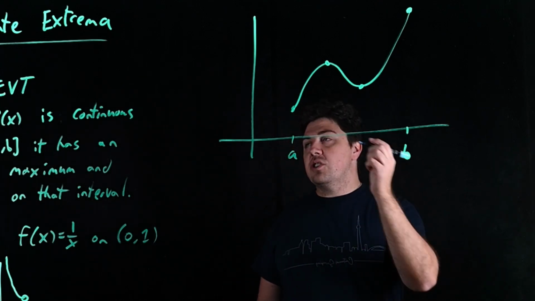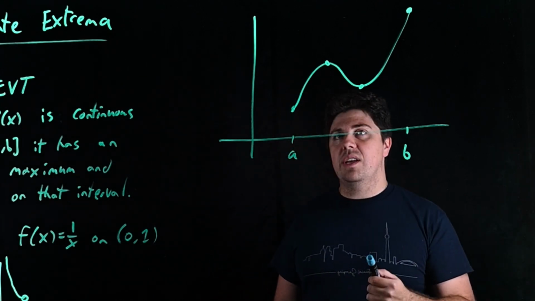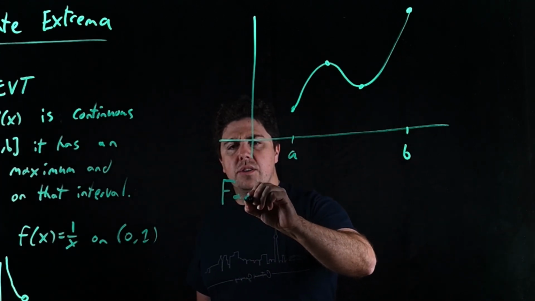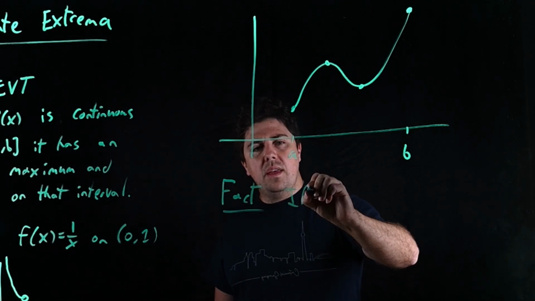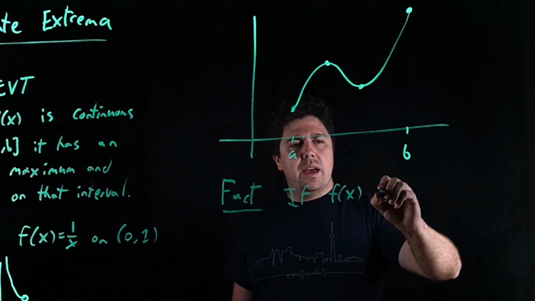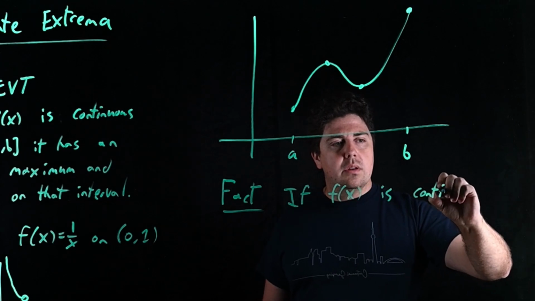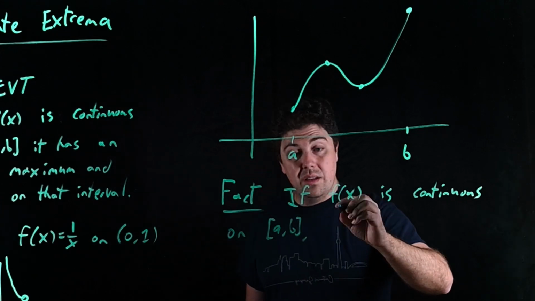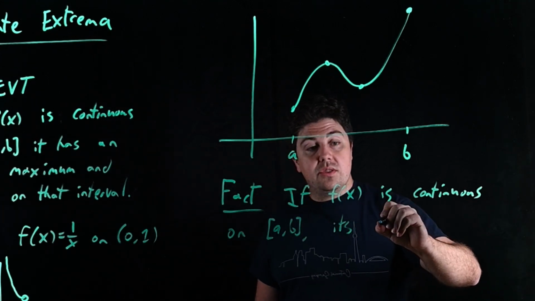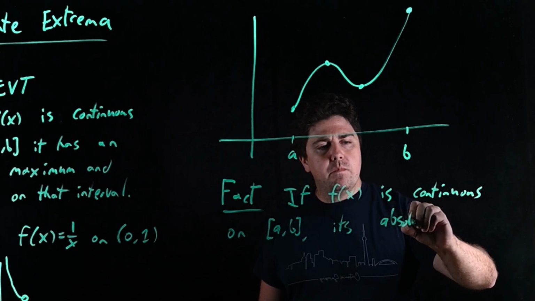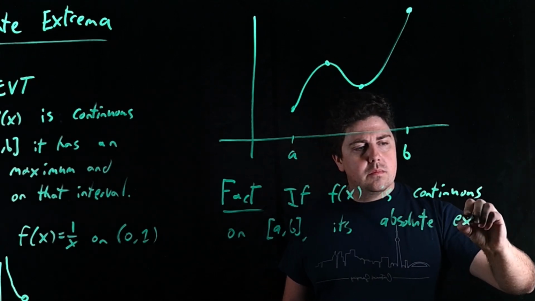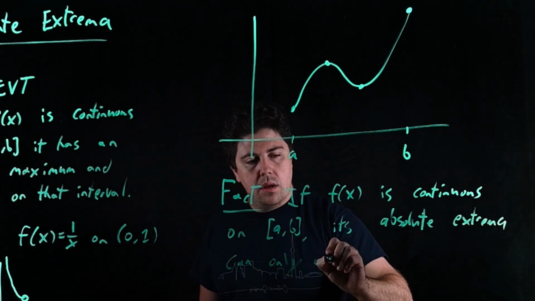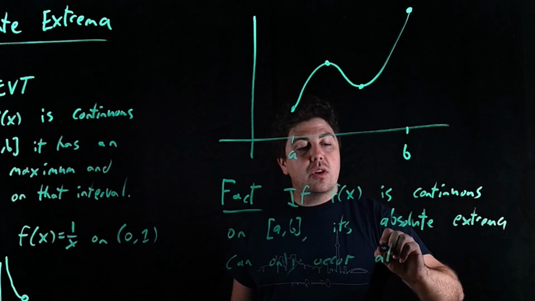So what does this leave us? What can we do? We just talked about finding local extrema, and now we're saying that maybe those aren't good enough. Well, luckily, this is all that can go wrong. So fact, if f of x is continuous on closed [a, b], its absolute extrema can only occur at critical points or endpoints.